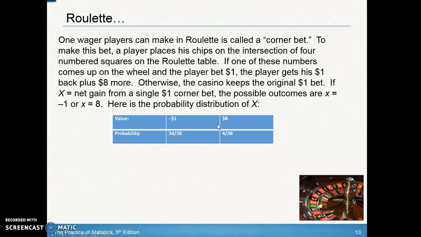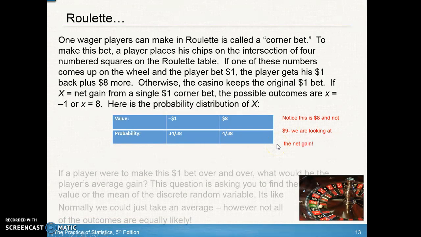We're only getting $8. So what's the probability of those occurring? So losing a dollar is 34 out of 38. There's only 4 places on that table where you're going to actually get $8 back. Okay. So once again, notice this is $8 and not 9. We're looking at the net gain.